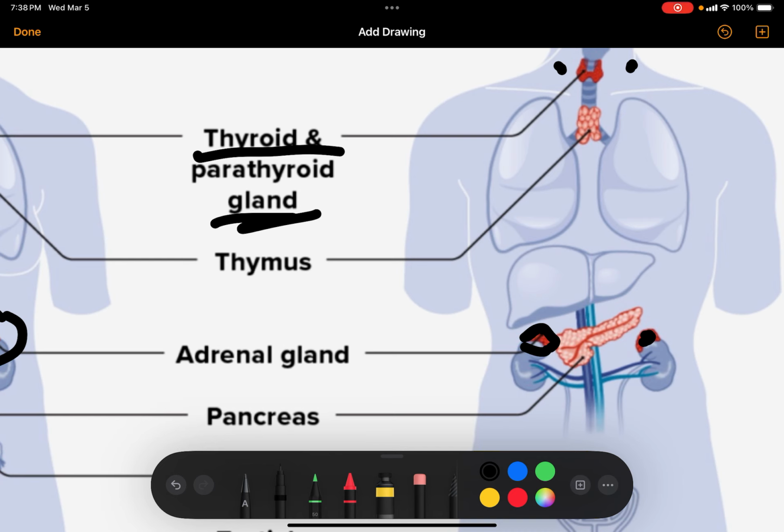Aldosterone is a potent mineralocorticosteroid, and that basically helps to maintain the extracellular fluid volume. It does that by promoting renal absorption of sodium and also the excretion of potassium and hydrogen ions.